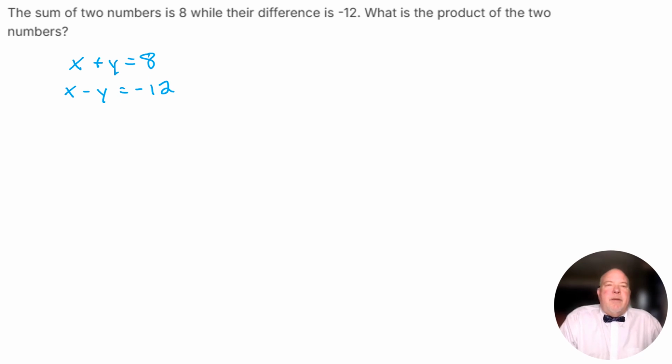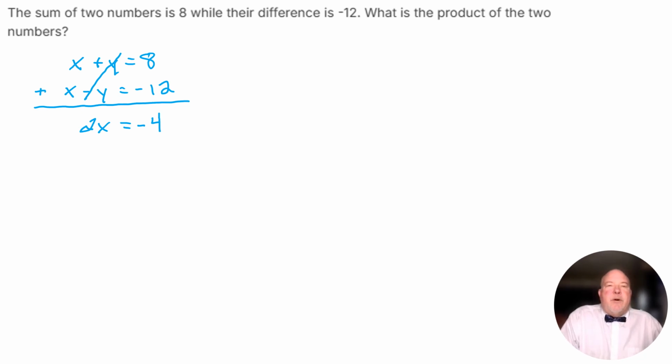And so elimination, what you're going to do is just add these two equations together, because when I add them, it's going to get rid of the y. So here's how this works. I have x plus x, that would be 2x. I have y plus negative y, that's 0, that's going to go away. And then I have 8 plus negative 12, that's negative 4.